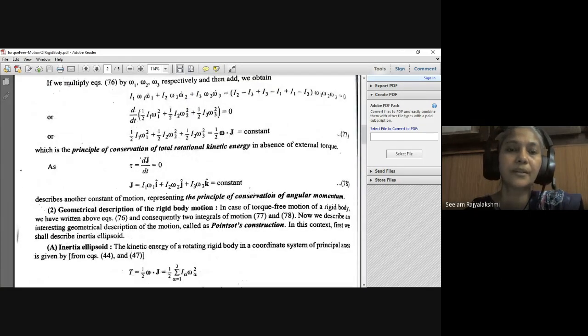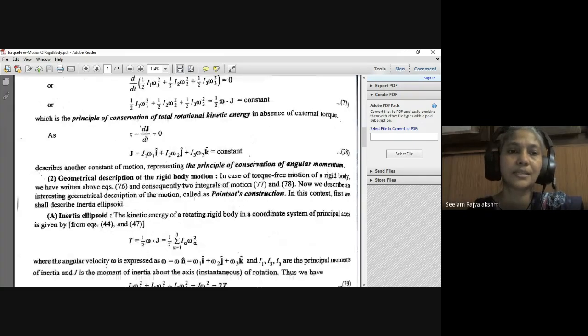We know tau equals dJ by dt, which equals 0. So J equals I1 omega 1 i cap plus I2 omega 2 j cap plus I3 omega 3 k cap, which equals a constant. This is another constant of motion, which represents the principle of conservation of angular momentum.